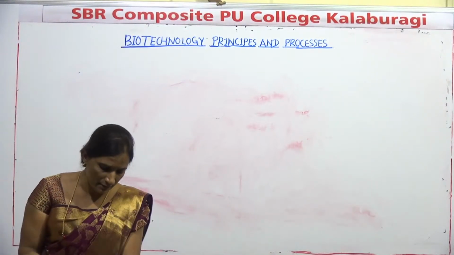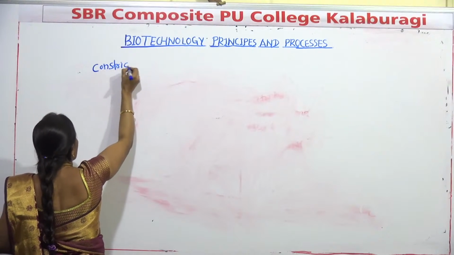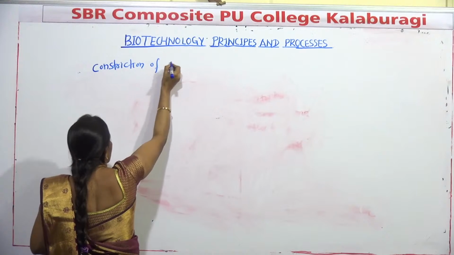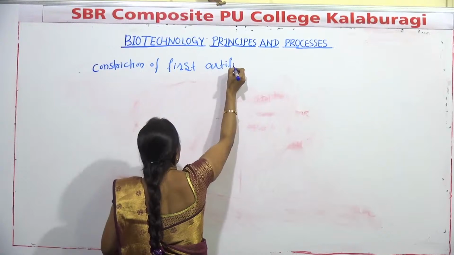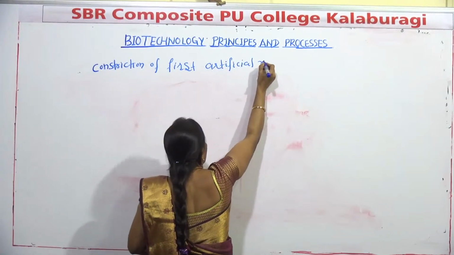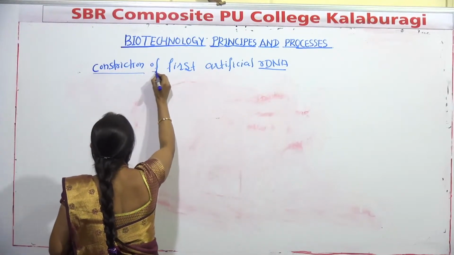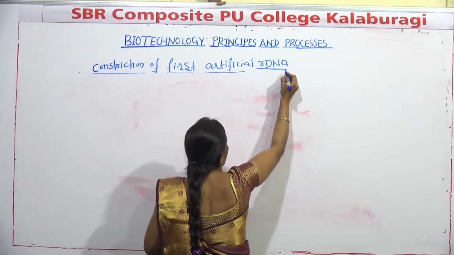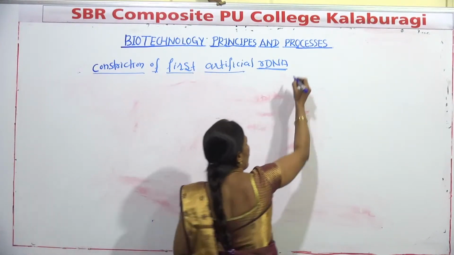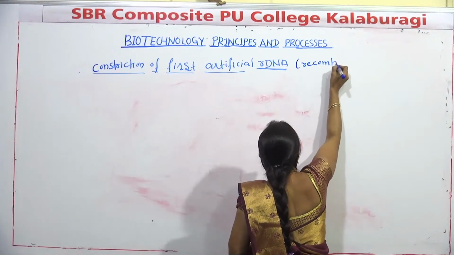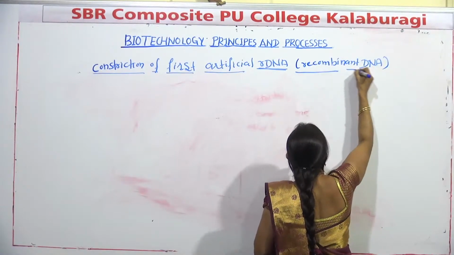Moving to the next one: construction of the first artificial recombinant DNA, or in short form, rDNA. Recombinant DNA.